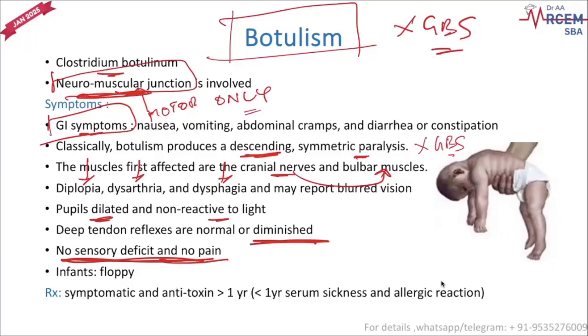In infants, how do you make it out? A floppy kid. You hold them, there is no tone at all. It is a completely floppy kid that you are having. That is the classical presentation of botulism in an infant.